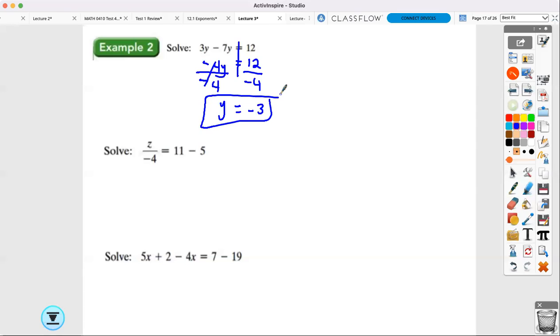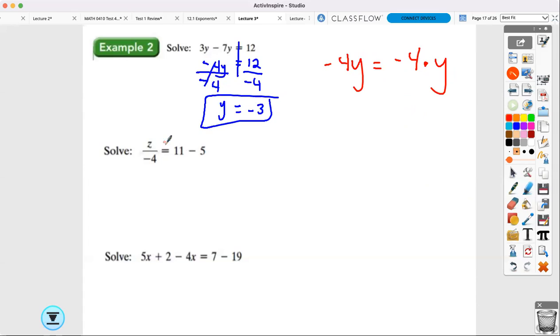Any questions on this first one? Why did we divide again? Because remember, negative 4y is actually the same thing as negative 4 times y. And remember, to manipulate equations, we have to do the opposite. And the opposite of multiplying was division.